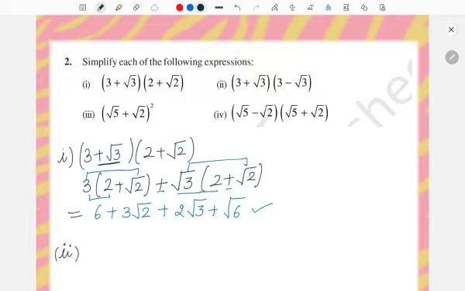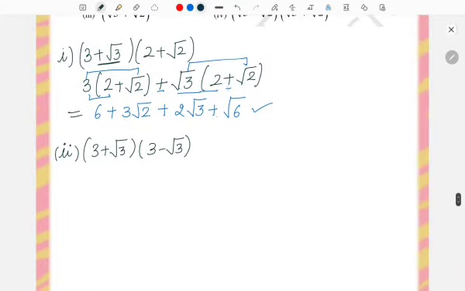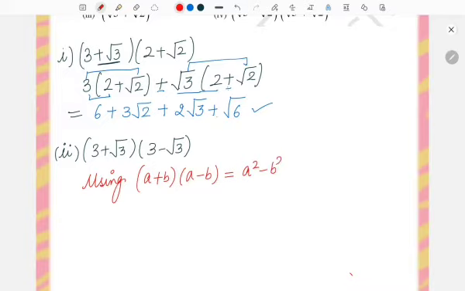Coming to the next one. In the second part we have 3 plus root 3 multiplied by 3 minus root 3. If you observe, we will be using which identity? A plus b multiplied by a minus b, where both the numbers are the same, only the signs vary in the brackets. This is equal to a square minus b square. So here a is 3 and b is root 3.